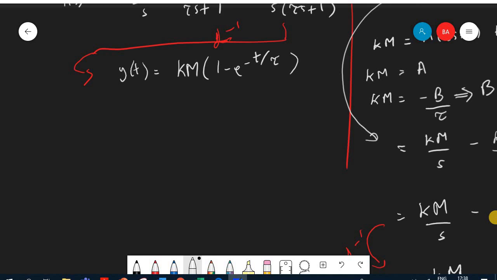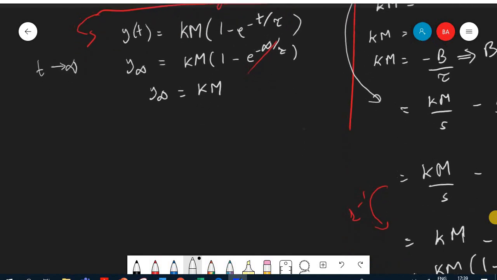If t approaches infinity, what will be the value? I'm very curious about that, and I will call this y infinity. The value will be km times 1 minus e to the power minus infinity over tau, and this term will be equal to 0, so it drops out. So y infinity will be km, and it's nice to see that y infinity is equal to km.